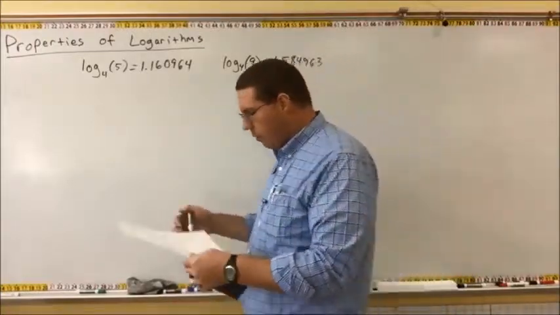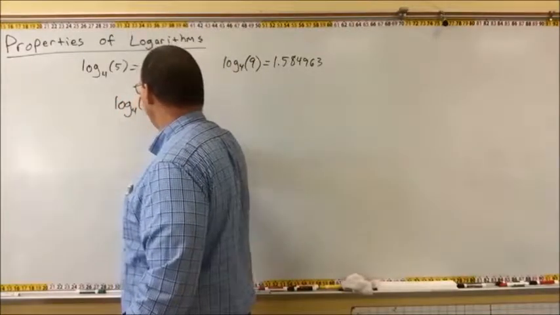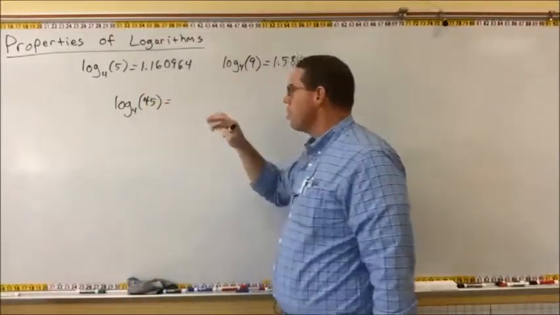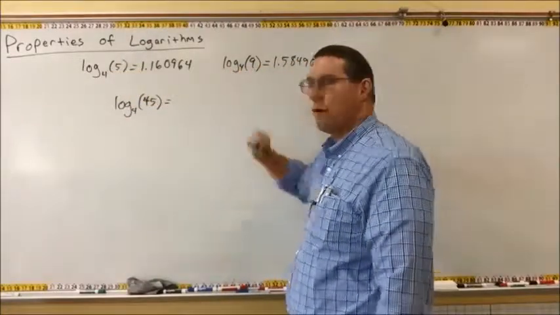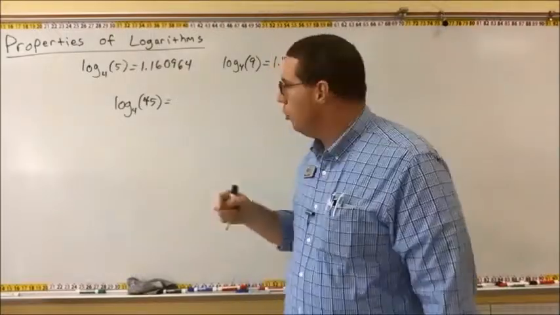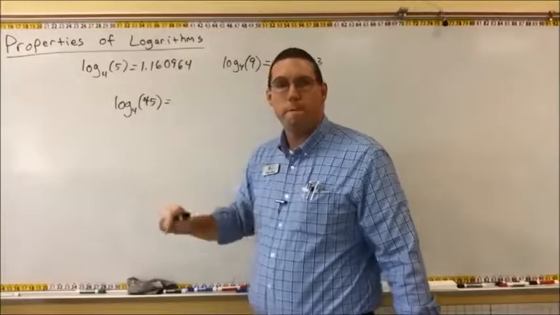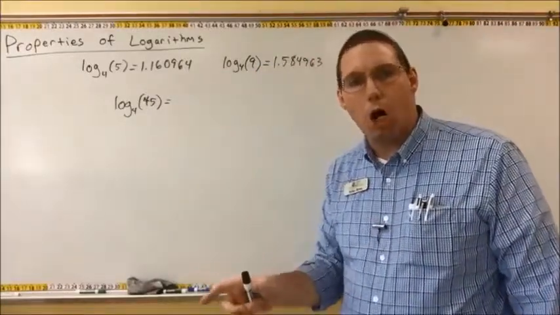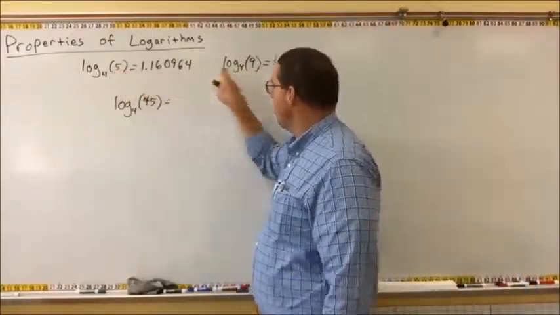Let's say we want to know what log base 4 of 45 is. So what you can do here is this. Knowing what log base 4 of 5 is and knowing what log base 4 of 9 is, here's what you want to think about doing. You want to take the number inside this logarithm. See, it's still log base 4. And you want to figure out how you can break it apart into numbers that you already know the logarithm of.